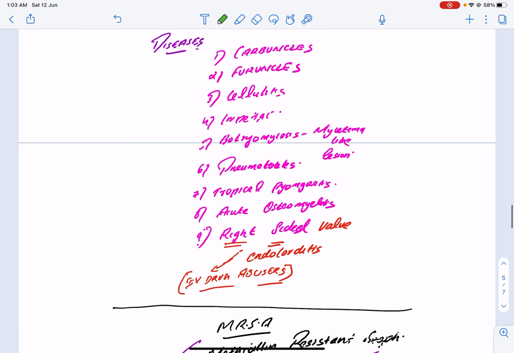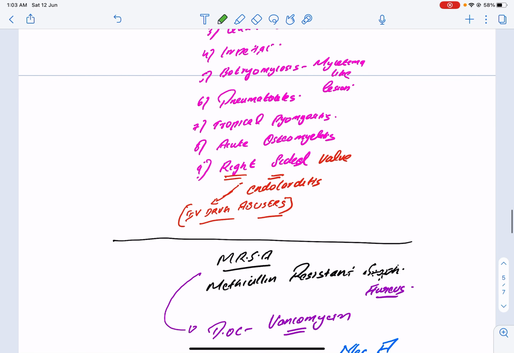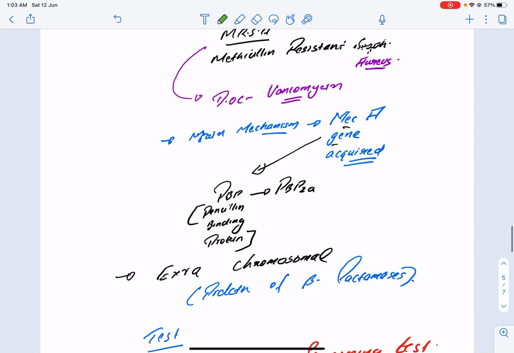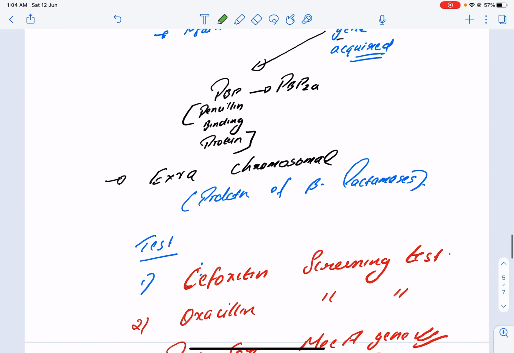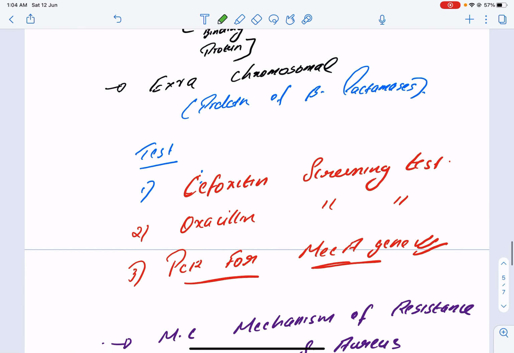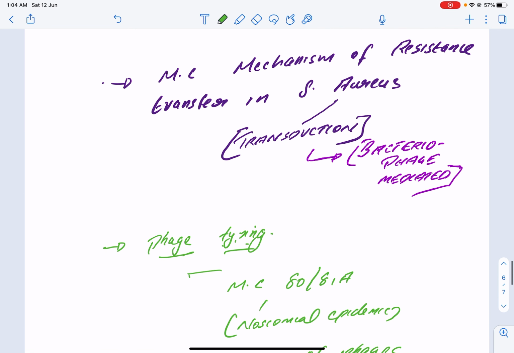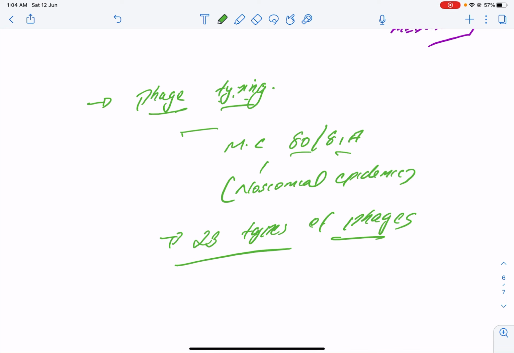Diseases include carbuncle, furuncle, cellulitis, impetigo, botryomycosis, mycetoma-like lesion. You can see nematocele, tropical pyomyositis, acute osteomyelitis, right-sided valve endocarditis in IV drug abusers. Then we talked about MRSA, methicillin resistant Staph aureus. Drug of choice is vancomycin. Main mechanism is MEC-A gene acquired. They convert PBP to PBP2A, penicillin binding protein. Extra chromosome, production of beta-lactamase, tests are cefoxitin screening test, oxacillin, PCR for MEC-A gene. The most common mechanism of resistance transfer in Staph aureus is transduction, which is bacteriophage mediated. Phage typing is done in nosocomial epidemics, mainly types 80 and 81. We have 23 types of phages. Now we talk about Streptococcus.